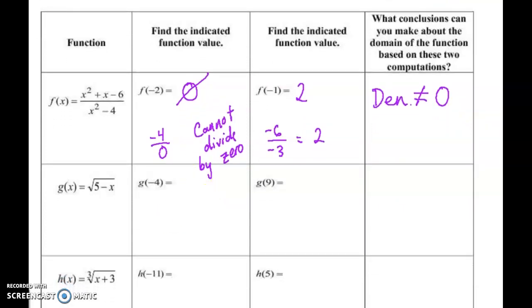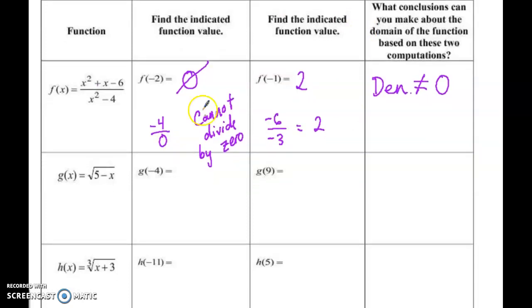I shouldn't say quickly, because this might end up being a 3-video lesson, which is fine. And if I were to ask you to do this next one, well, g of negative 4 means to do the square root of 5 minus negative 4. So that's the square root of 9, which equals 3. Okay, that's good. But now if I were to plug in 9 for x, now I'd be trying to do 5 minus 9, which is the square root of negative 4.